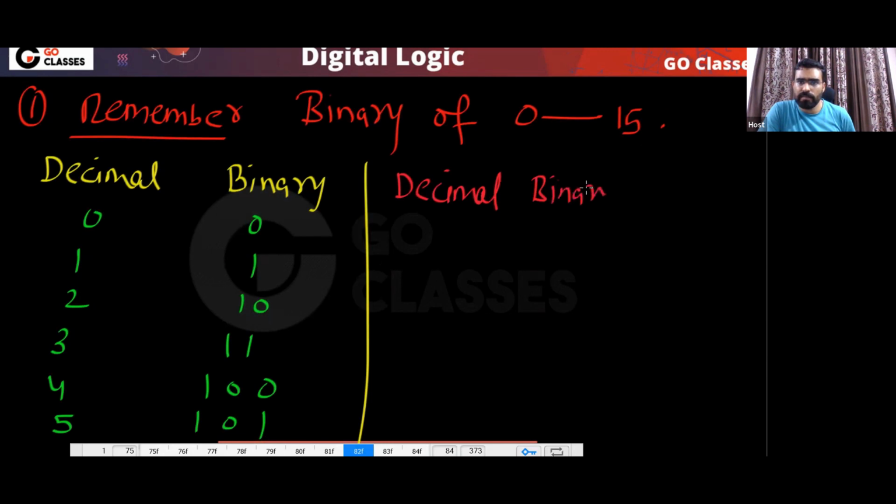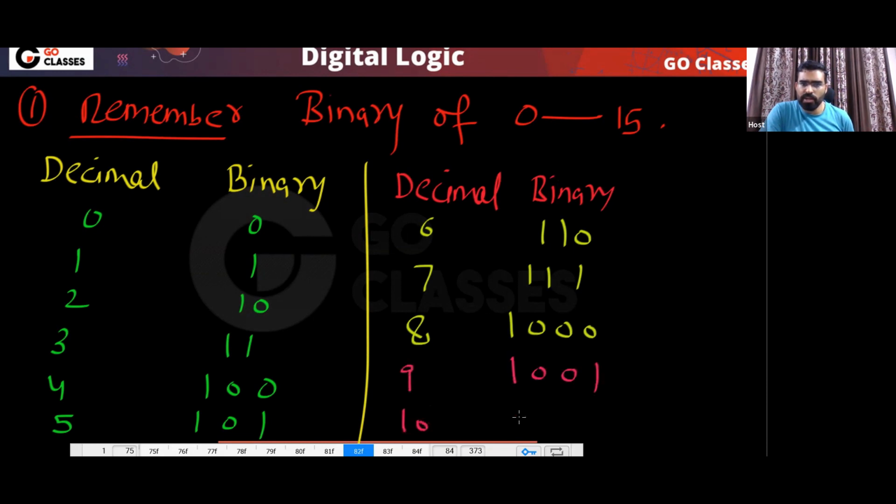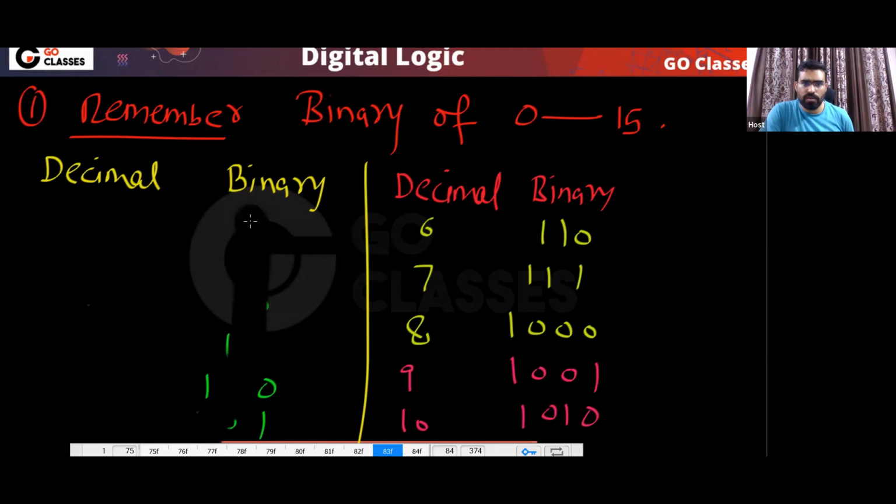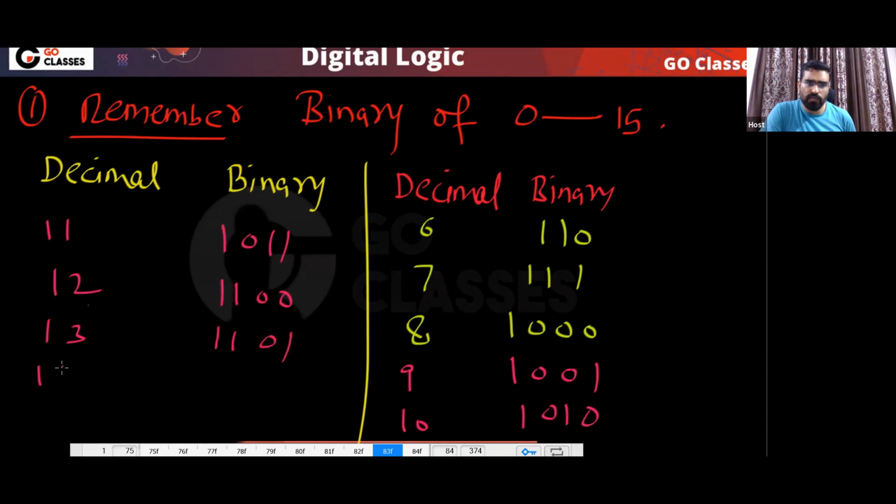decimal and binary. So tell me, what is the binary of 6? That will be 1, 1, 0. Binary of 7? 1, 1, 1. Binary of 8? 1, 0, 0, 0. Binary of 9? 1, 0, 0, 1. Binary of 10? 1, 0, 1, 0. And then finally, 11 will be 1011, 12 is 1100, 13 is 1101, 14 is 1110, and 15 will be 1111.